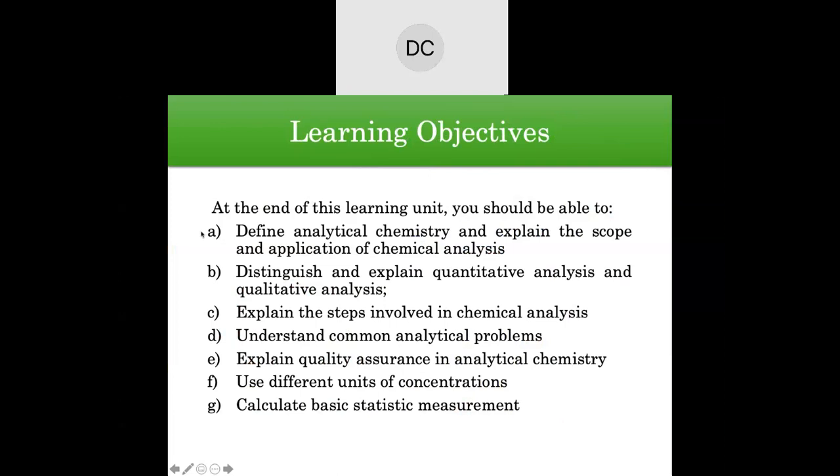Dan ini yang kita belajar tadi at the end of this learning unit. Okay, apa yang awak dapat sepatutnya? Okay, awak kena tahu what is the definition of analytical chemistry, what is the scope of the application of the chemical analysis, and you need to distinguish between quantitative analysis and qualitative analysis together with their examples, and you need to know how to extend the steps in chemical analysis and understand some common analytical problems. So yang nanti quality assurance, unit of concentration and also basic statistic measurement kita akan cover dalam next week. Boleh?